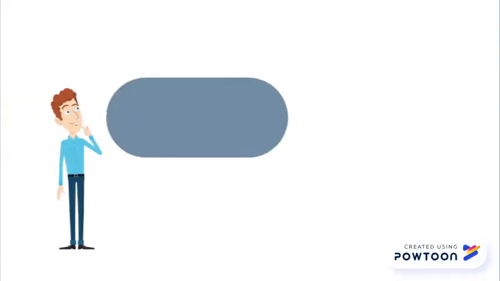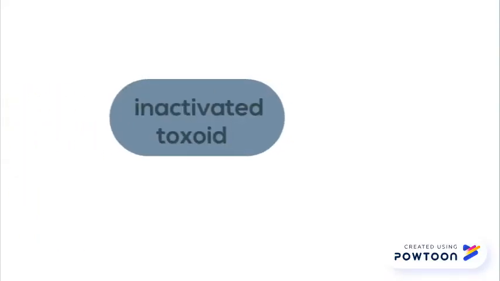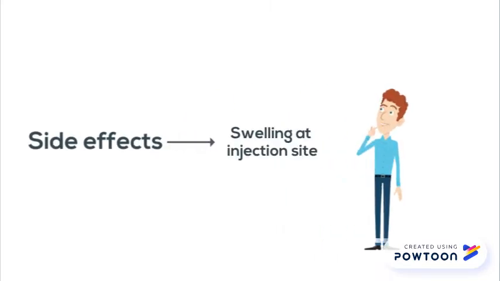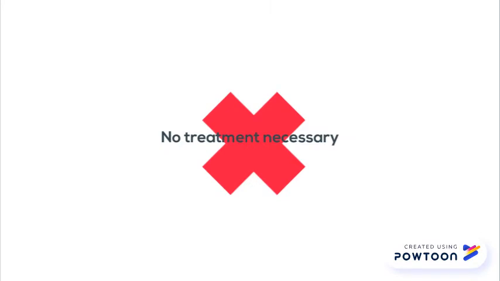The vaccination for diphtheria is an inactivated form of the toxoid. Some side effects can occur, such as swelling of the injection site. These effects increase in frequency and severity with booster doses in early childhood. However, no additional treatment is necessary for the side effects.